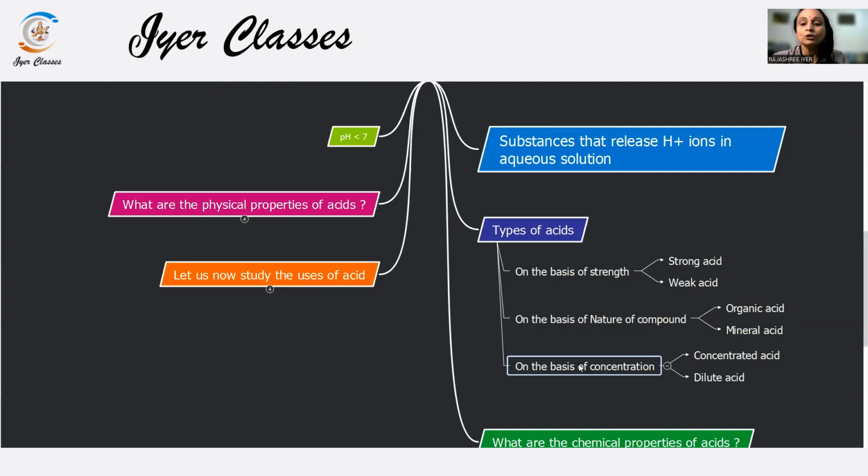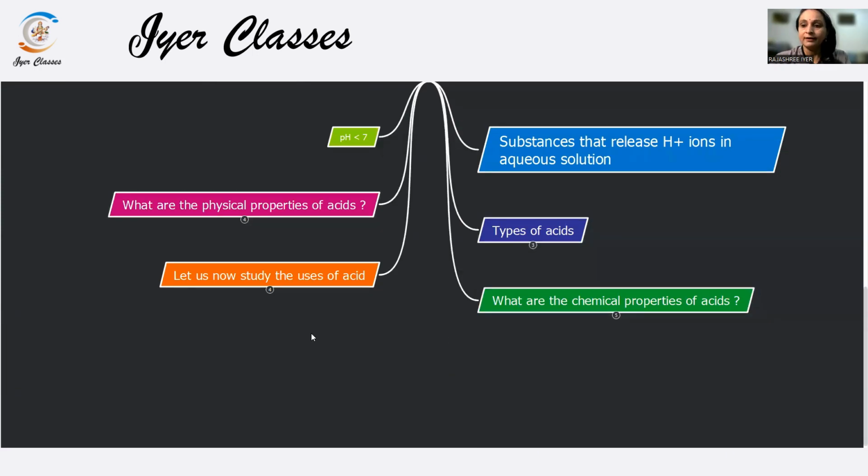Then you can also classify acids on the basis of concentration. What is a concentrated acid? An acid which has a lesser percentage of water in it is called a concentrated acid. And if it has more water, then it is called a dilute acid. So this is how we classify acids on the basis of strength, the nature of the compound, and the concentration of the acids. Hope this is clear to you.